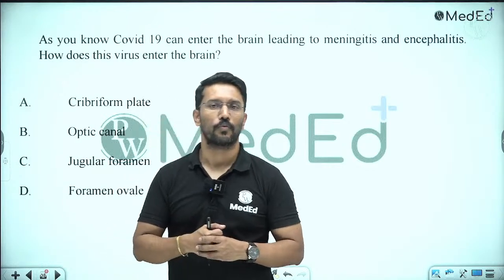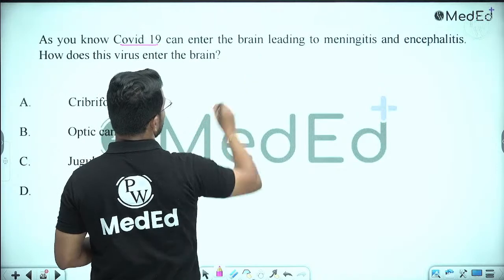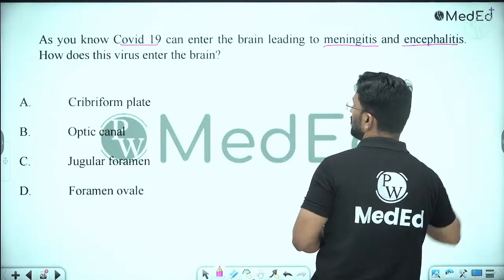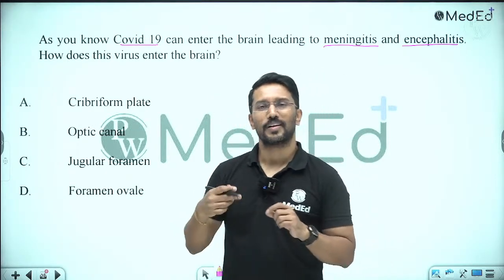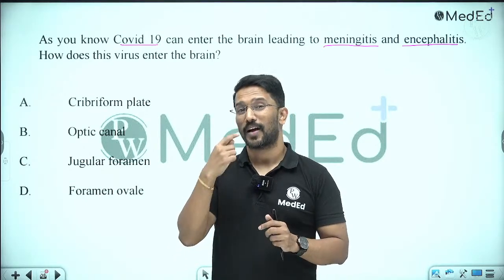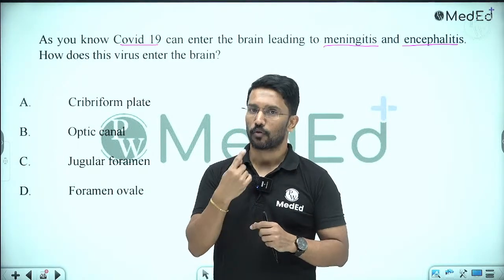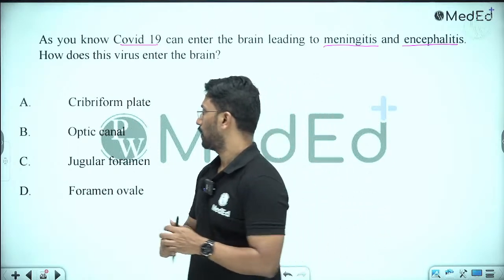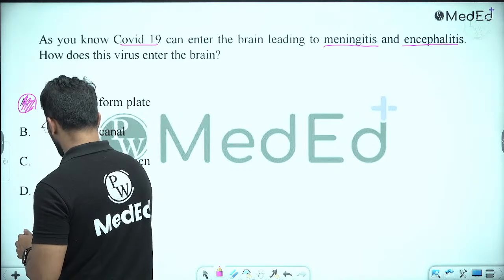Okay, moving forward, here is another question. As you know, COVID-19 can enter the brain leading to meningitis and encephalitis. Well, we all know about it. How does this virus enter the brain? Simple, right? One of the early manifestations of COVID-19 cases was development of anosmia, because virus was using the nasal epithelium as its initial site of entry. From there, through cribriform plate, it can make its way into the brain. So the answer should be obviously option A, cribriform plate would be the answer over here.